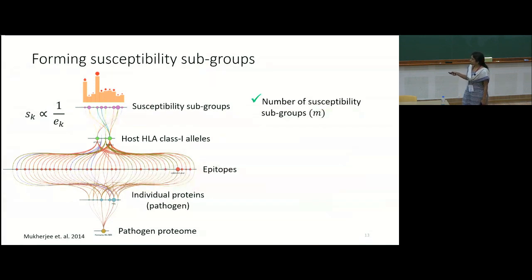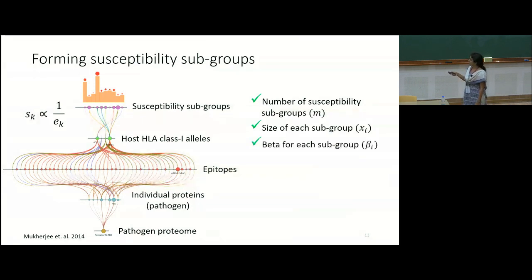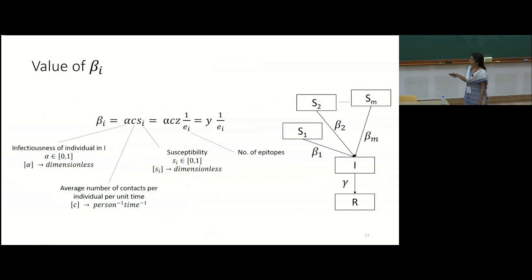Now, by doing all of these analyses, we have been able to estimate the number of susceptibility subgroups, M, the size of each subgroup, xi, which is the fraction of population in each of these subgroups, and the beta value for each subgroup. Actually, we have estimated the epitope value. Let's talk about how we go from the epitope value to the beta value.